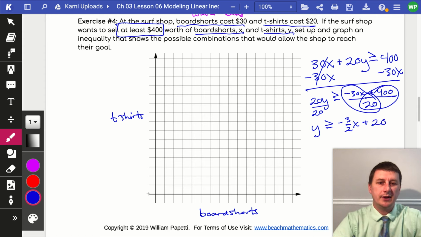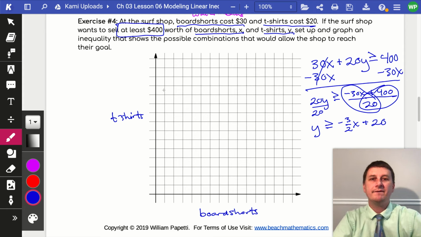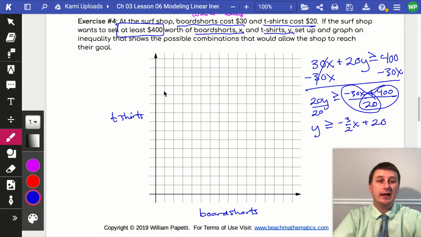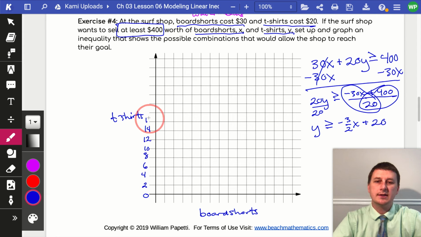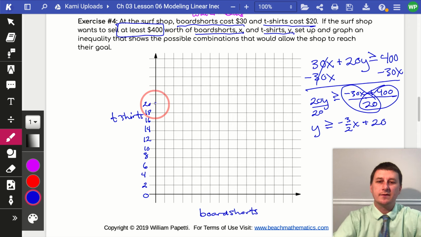So now again, we want to count and make sure that we have enough units to go up by, and we have 1, 2, 3, 4, 5, 6, 7, 8, 9, 10, 11, 12, 13, 14. We only have 15 units. So we have to scale our y-axis appropriately here to go up by enough where we'll reach 20. So we'll go up by 2, 4, 6, 8, 10, 12, 14, 16, 18, and 20. So we have a y-intercept of 20.